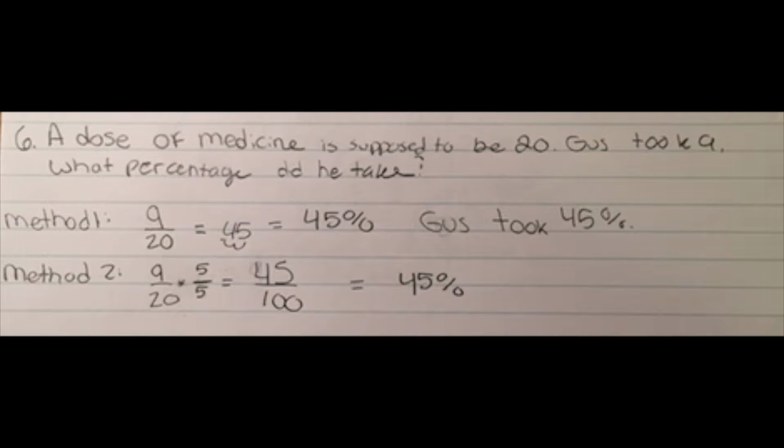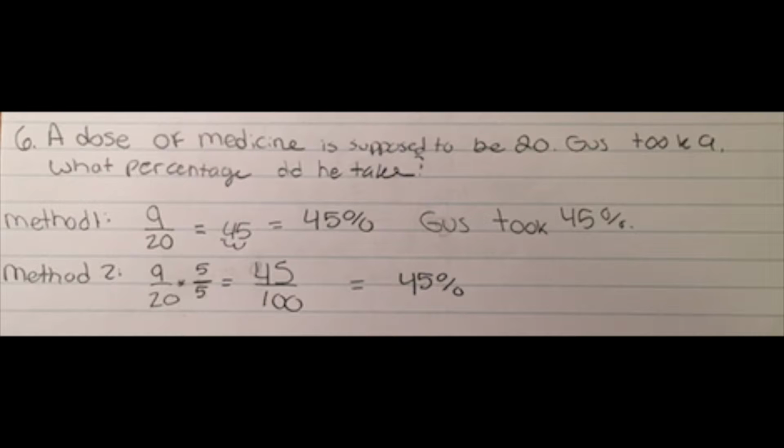For the sixth problem, I was told that a dose of medicine is supposed to be 20 grams, and Gus only took 9 grams, and I needed to find out what percent he took. So for the first method, I just divided 9 by 20 and got 0.45, which then is 45%. I knew that 20 would be the whole, and I needed to find out the percent of the whole, which I know I just have to divide the small number by that to get it.